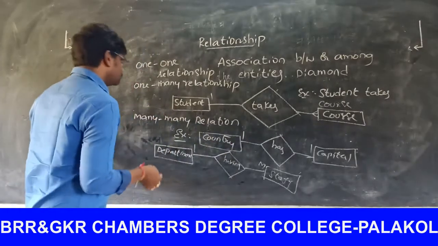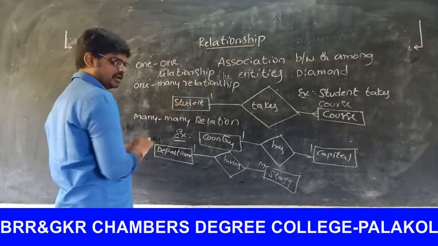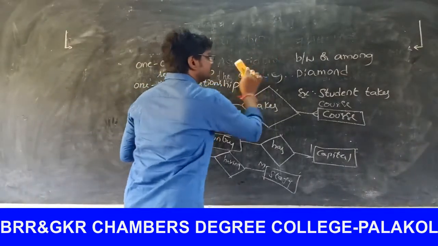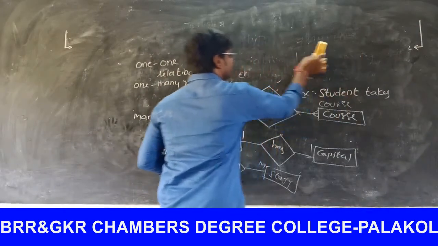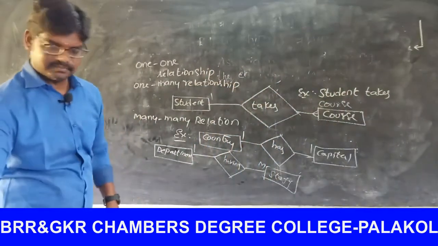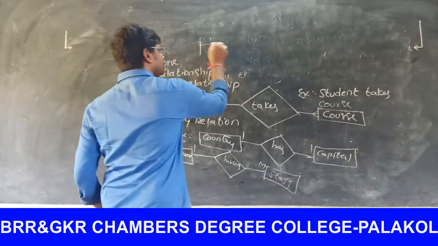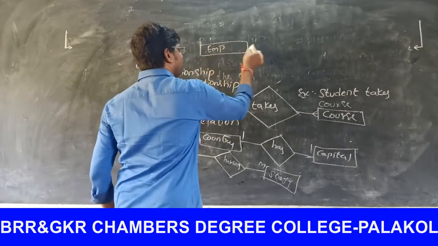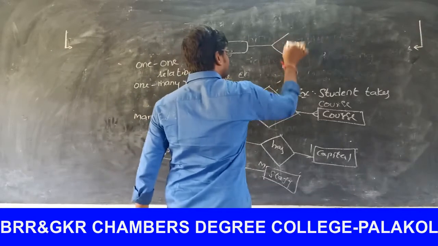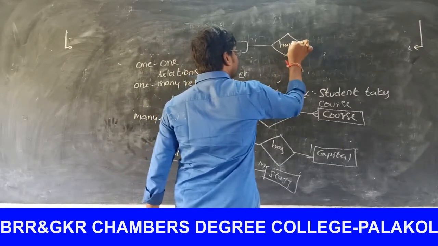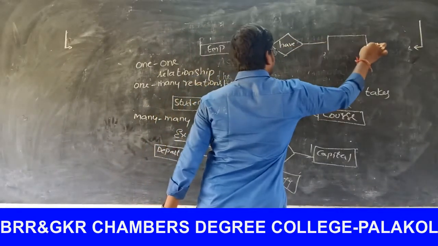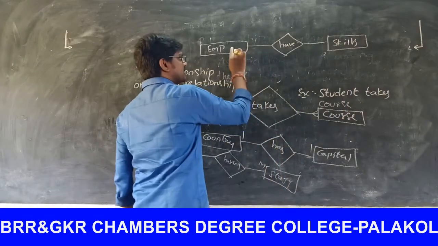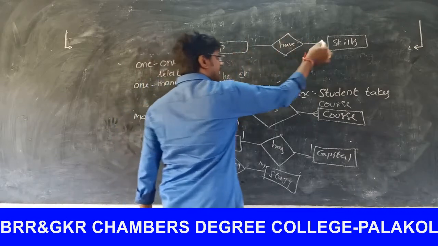So what is an example of a many-to-many relationship? Employee have skills. Every employee has many skills.